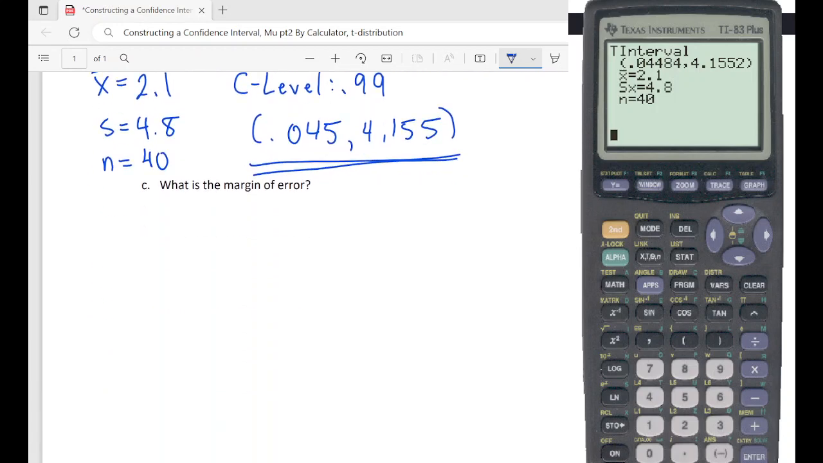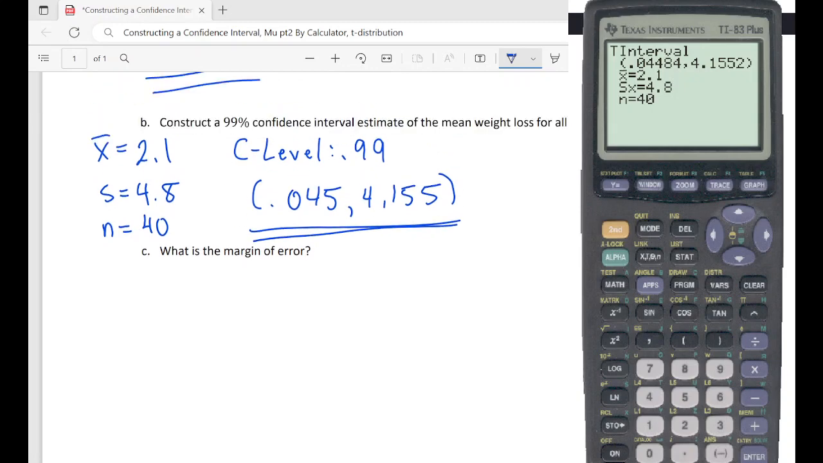Now the last part is, what is the margin of error? Well, we didn't need to find the margin of error to get the confidence interval, but what happens if you still need it? Well, you can go through and do the formula like we did up top, or there's kind of a roundabout way. What you can do is just take your two values in your confidence interval, subtract the smallest from the biggest, and divide by 2. So 4.155 minus 0.045 divided by 2. And when we do that, we're going to get 2.055.